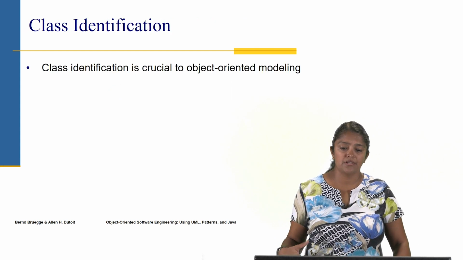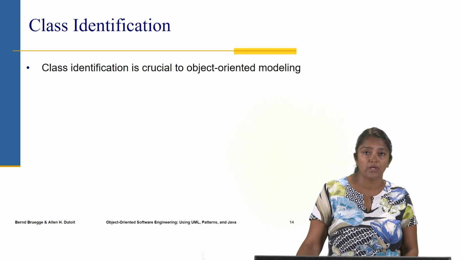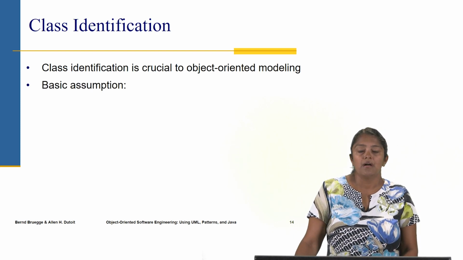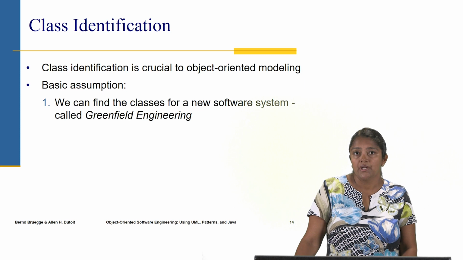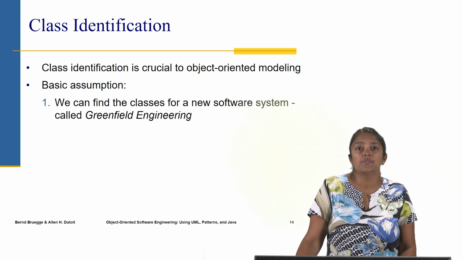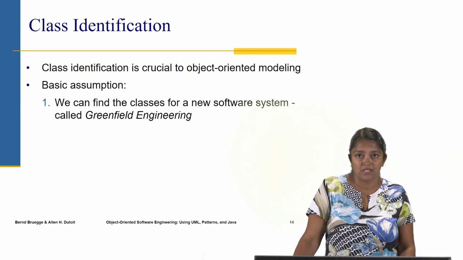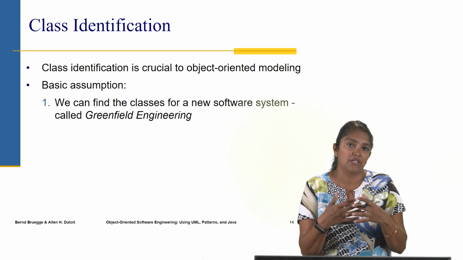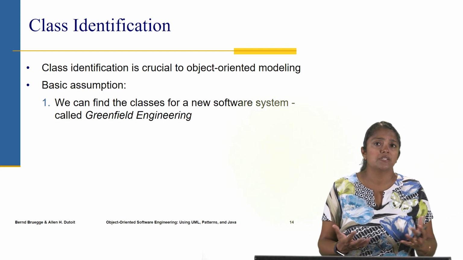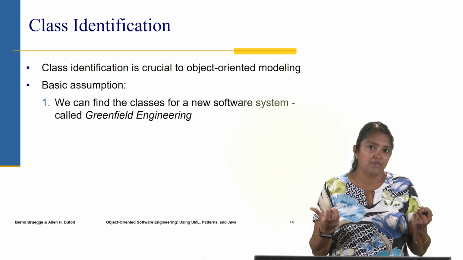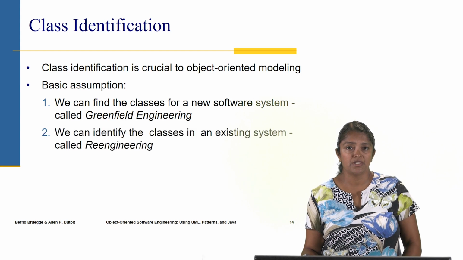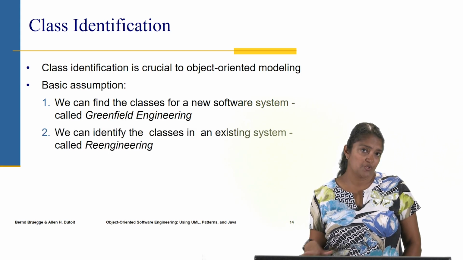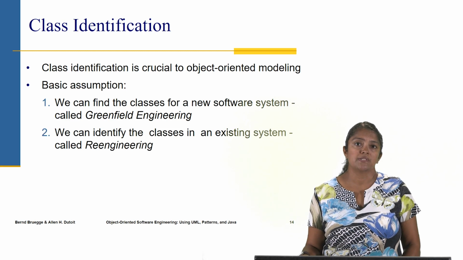So class identification is crucial in object-oriented modeling. That's the very first step. That's what we start with. Now our basic assumption is that whenever it's a new software system that's being built, we're starting from scratch, so we can find these classes: what are the important key concepts in the system, what are the real world objects that are needed, and how do they interact with each other. That's what's called greenfield engineering, wherein we start from scratch to build a new software system.